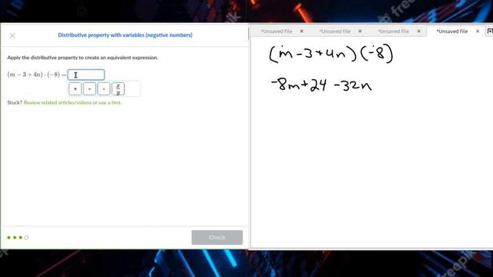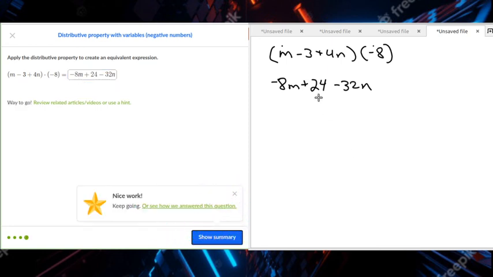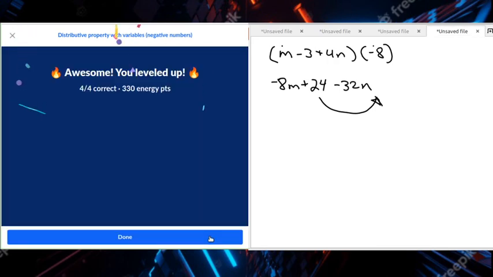Type it in, and I'm going to try not to type anything wrong while I am talking. Okay, and probably, if we do this in a real problem, we'll move the constant out to the back, because that's what we like to do. But it's an equivalent expression. All right, so that's how you do distributive property with variables.